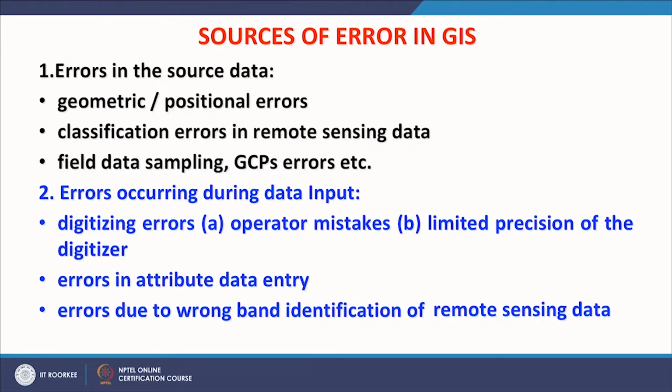Now, errors due to wrong band identification of remote sensing data. This happens many times because now we are not talking about 3 bands or 4 bands, we are talking about 36 bands, 38 bands, and even in hyperspectral remote sensing we are talking about 256 bands. If we have to handle so many bands of remote sensing data, then we must take care that we do not wrongly identify a band, because each band is representing a different part of the EM spectrum. Therefore, the identification of bands should be very careful while bringing them into our GIS database.